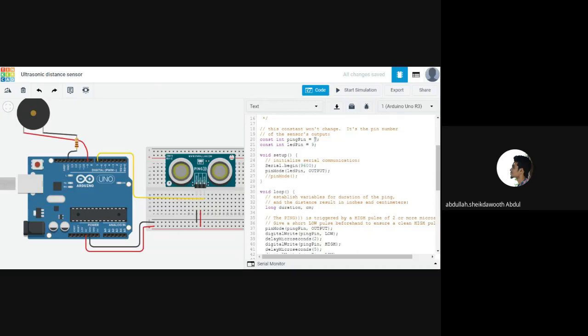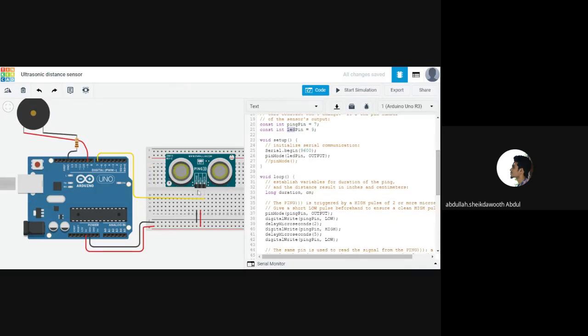I have initialized pin number 7 and 9 as global pins for my convenience. The ping pin is where I get the input data, and the LED pin is for the buzzer. Usually it's an output device, but I'm mentioning it as LED. Here I am setting up the serial communication. Since I have connected a sensor, I have to give its specified baud rate, which is 9600. This is the baud rate at which I begin communication between the Arduino and the sensor. The LED pin, which is pin number 9, is my output pin.